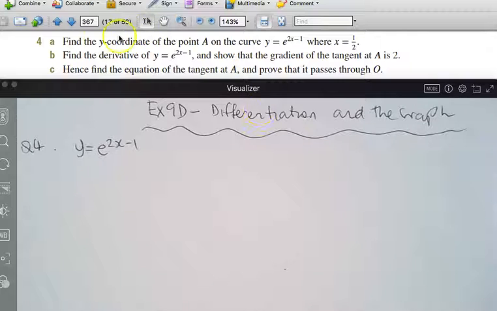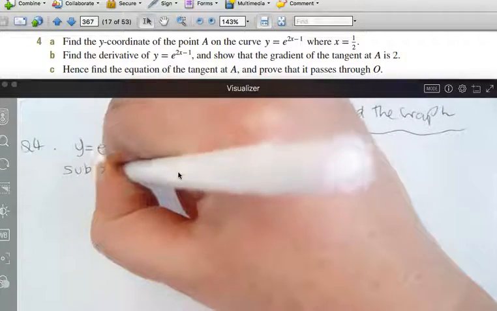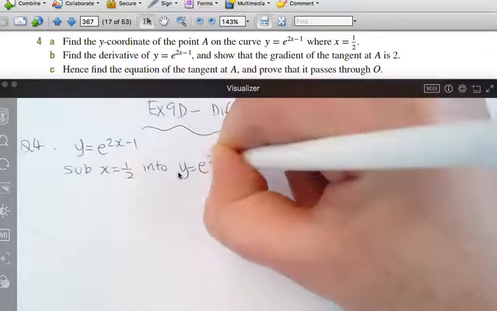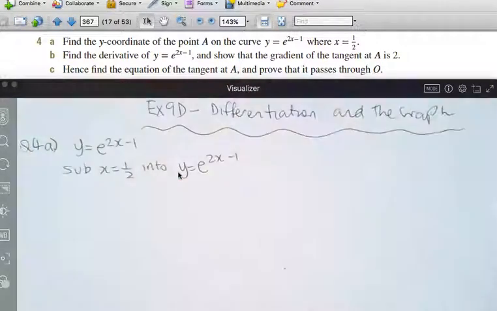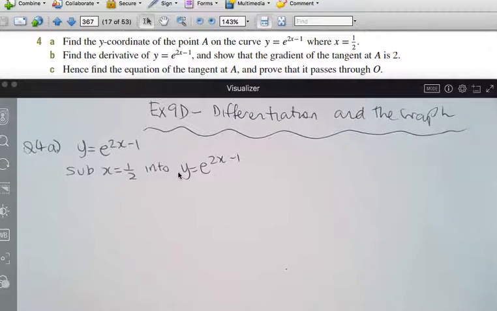No. Part A, no differentiating. I know that x is a half. When you want a point on the curve, you just substitute into the curve. So substitute x equals a half into y equals e to the 2x minus 1. I'm not asking for the gradient of the tangent yet. I'm doing part A. Like I said, sometimes they give you the x and the y value. A lot of times they only just give you the x value.